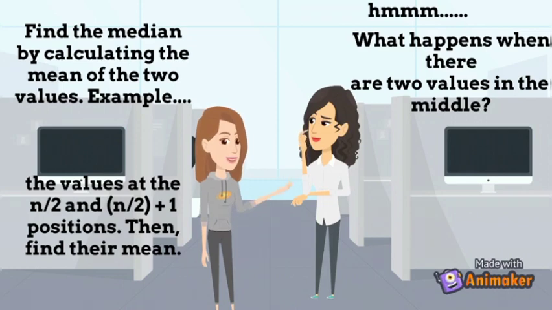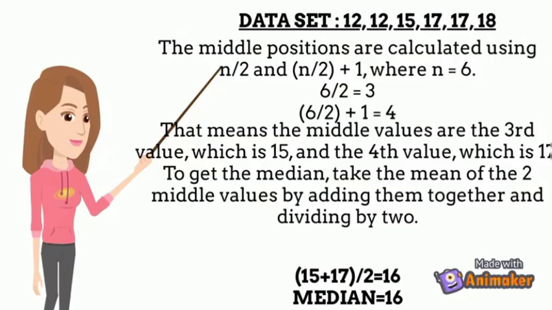What happens when there are two values in the middle? Find the median by calculating the mean of the two values. Example: the values at the n/2 and n/2 + 1 positions. The middle positions are calculated using n/2 and n/2 + 1, where n equals 6. 6/2 equals 3, and 6/2 + 1 equals 4. That means the middle values are the third value, which is 15, and the fourth value, which is 17. To get the median, take the mean of the two middle values by adding them together and dividing by 2. (15 + 17)/2 equals 16.